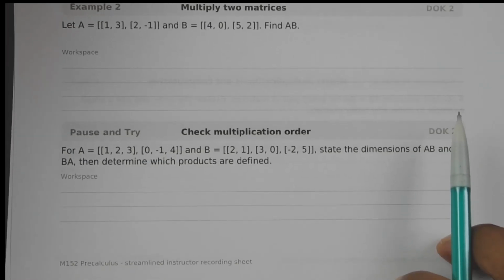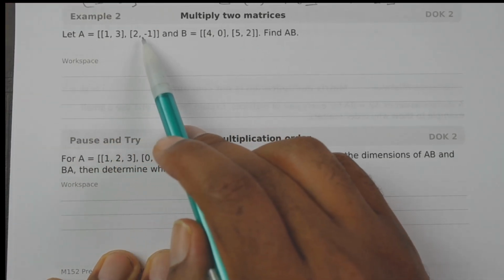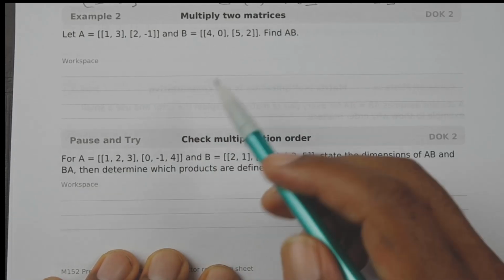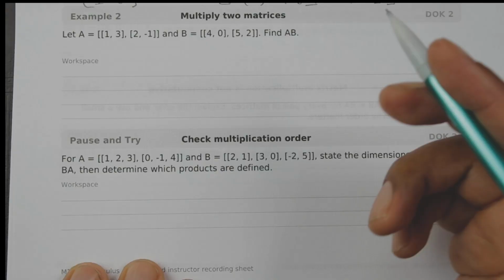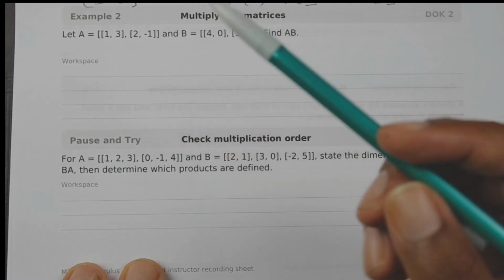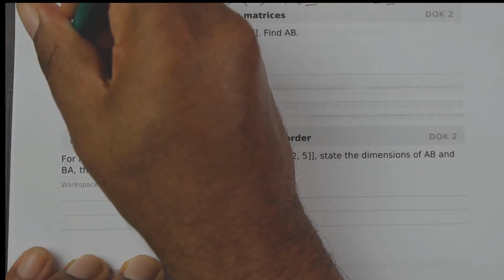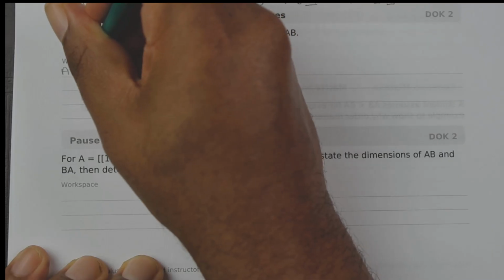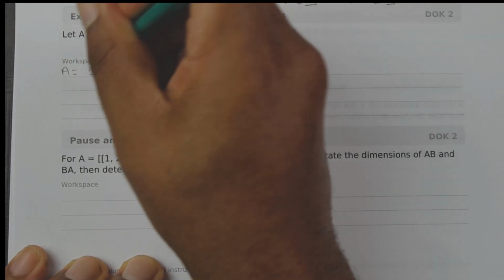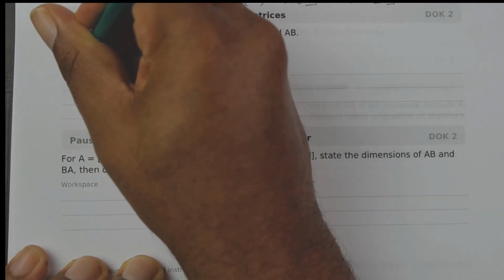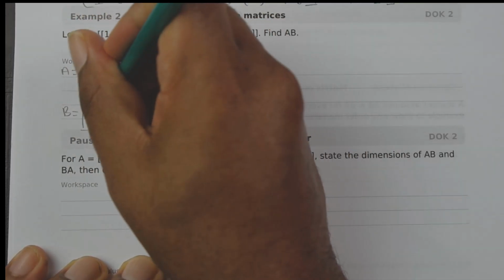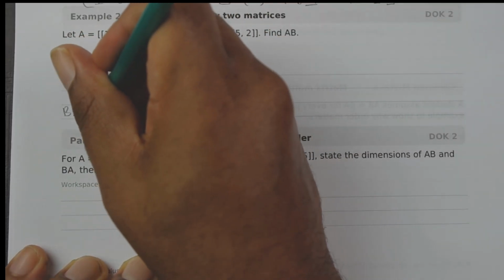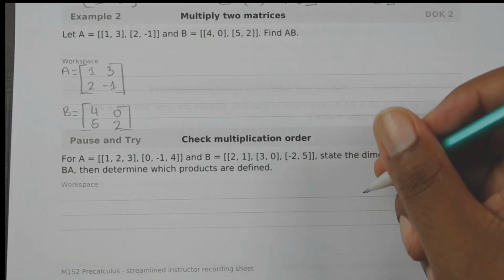All right, let's continue. Example number 2. So we have letting A equal this and letting B equal this, and then we're going to have to find the multiplication of this. This works differently from addition, whereas with addition you simply add each individual entry to each individual entry. So first of all, I'm going to let A equal 1, 3, 2, -1. So this is a 2 by 2 as well. I'm going to let B equal 4, 0, 5, 2. And we're going to multiply them.